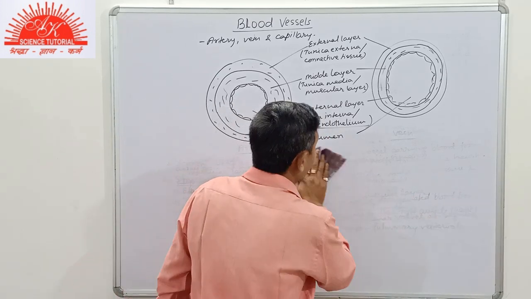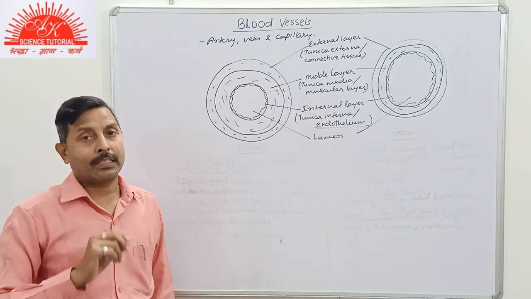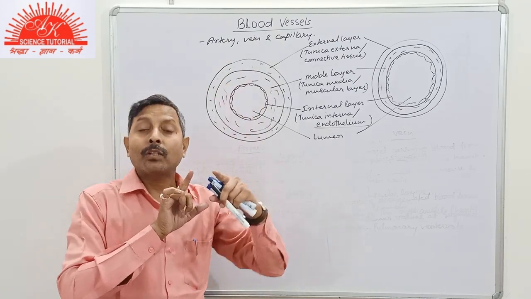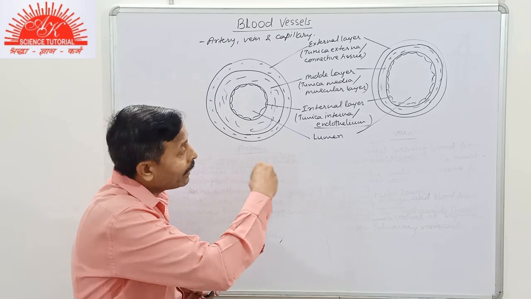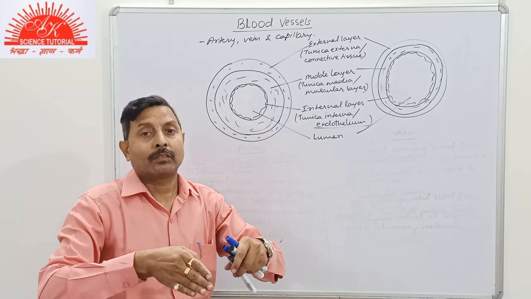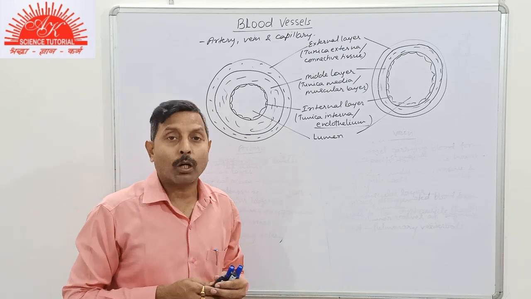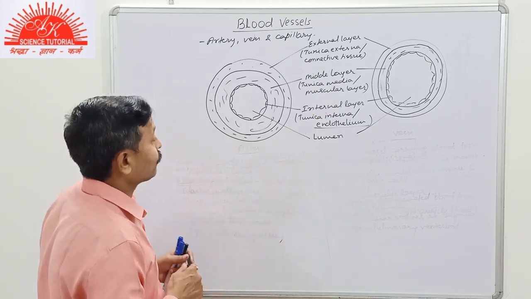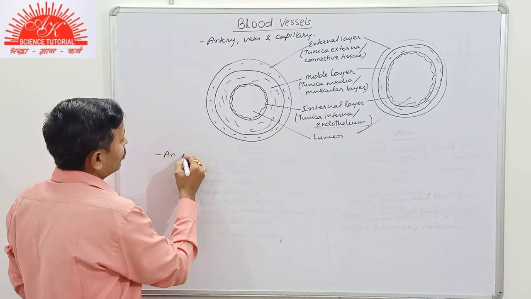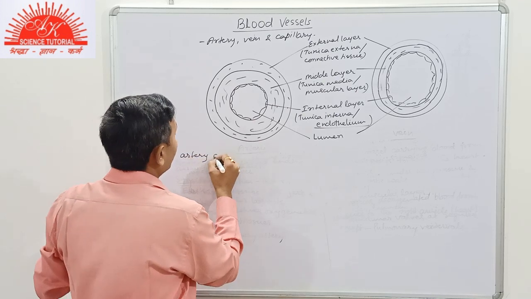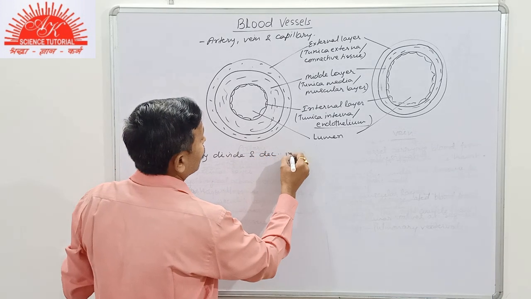Now student, we see that when arteries enter into an organ, they divide. Arteries gradually divide and decrease in diameter. Veins gradually increase in diameter by uniting the different veins or smaller blood vessels or venules from different parts of the body. So here we see that an artery divides and decreases in diameter.